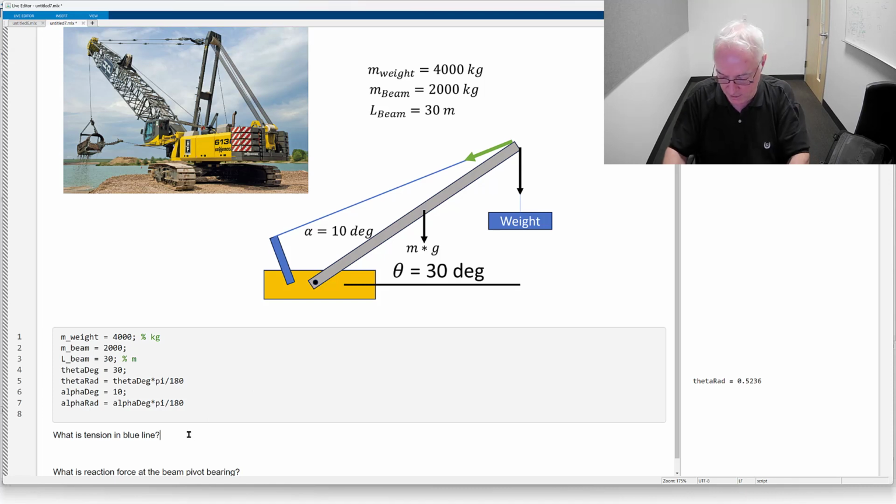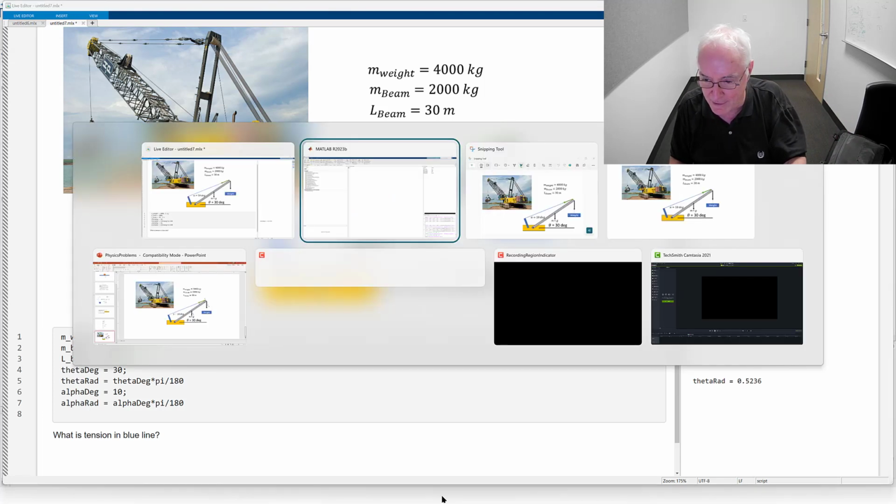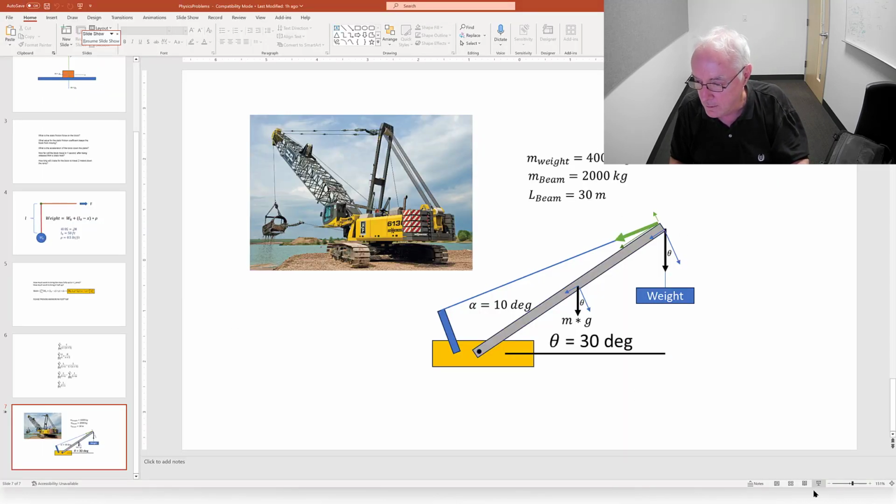The first one's really about the sum of the moments being equal to 0, and the moments are going to come from three sources. The weight of the beam acts through the middle of the beam. I didn't do my screen capture as well as I wanted, because I wanted to really emphasize that perpendicularity. Let me go back to PowerPoint and really emphasize this.